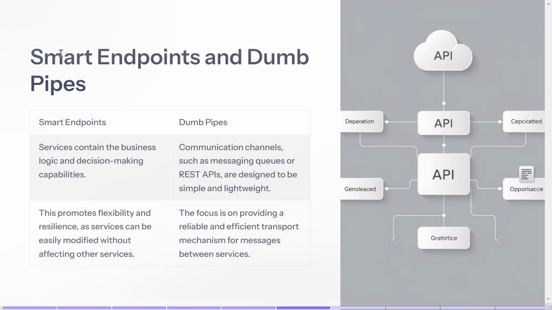In SOA, we are writing all the logic in the bus in order to communicate with each other. But in microservices, we are not writing any business logic in that bus or in any API. We are writing everything in the module itself or in the components itself.